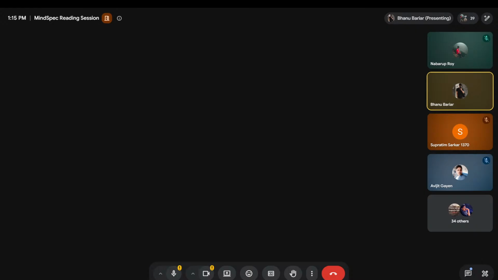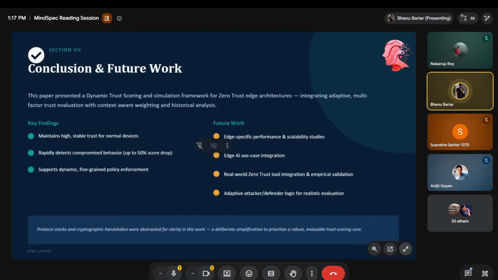priorities. And most importantly, the experimental results demonstrate that the framework effectively distinguishes between normal and compromised devices. Normal devices maintain consistently high trust, while compromised devices experience rapid trust degradation. Therefore, the framework supports dynamic policy enforcement, which aligns closely with the core philosophy of zero trust architecture.